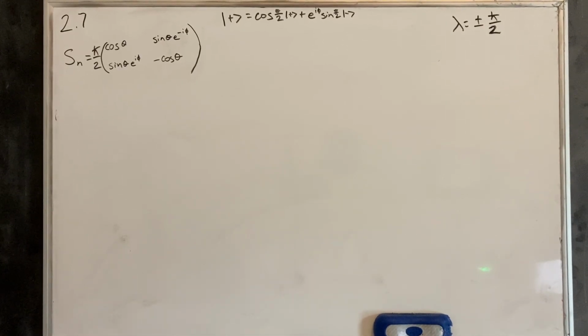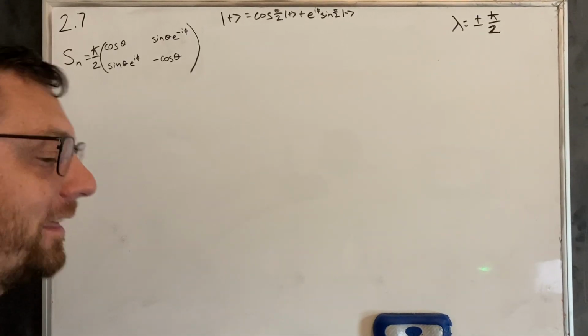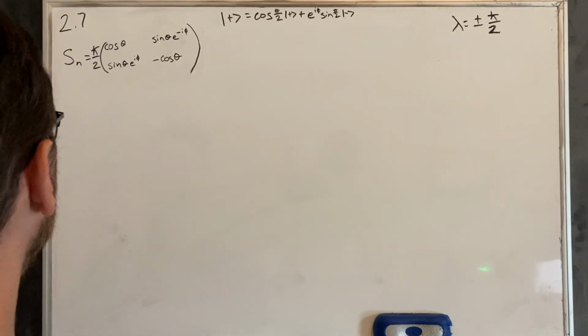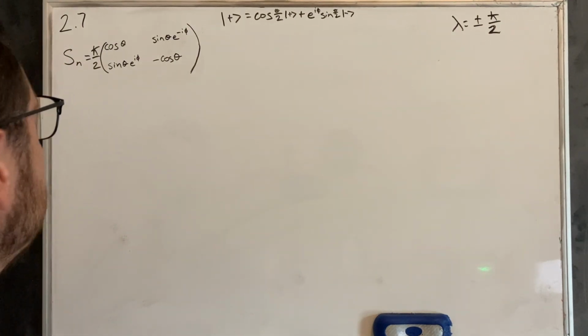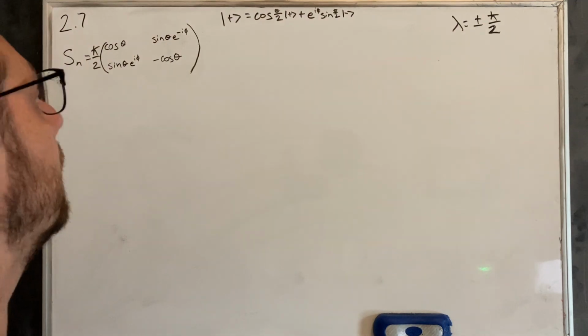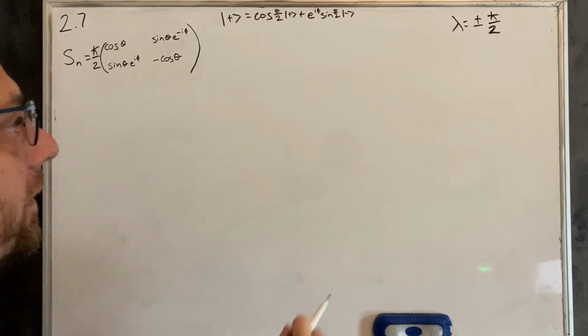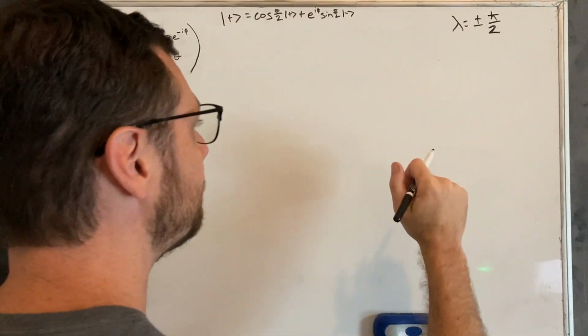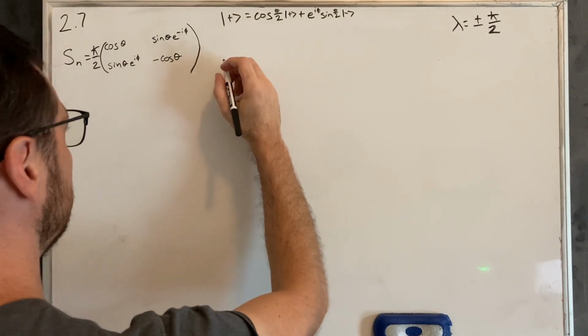All right, are you ready for more pain? I think this one won't be as bad as the last one, but we'll see how it goes. All right, so we have our first eigenstate there. Let's go ahead and get the second one. So we have our other eigenvector, our negative h bar over 2.